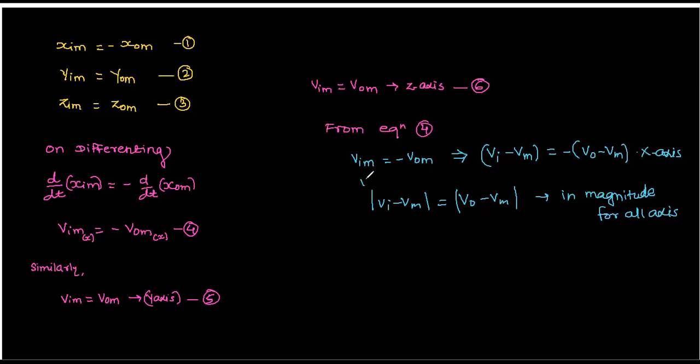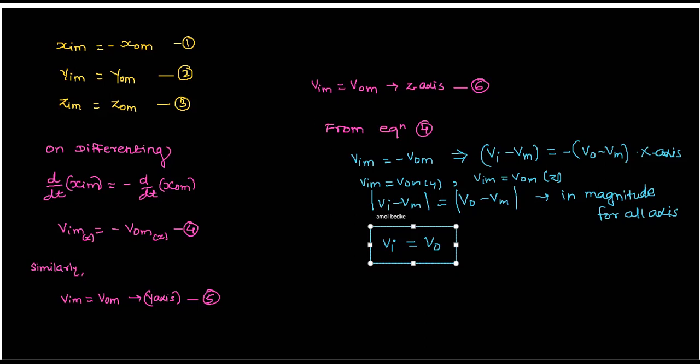This is for the x-axis, and you know already VIM is equal to minus VOM. This is for y, VIM is equal to VOM. This is along z. So this we have already finished. So in magnitude for all axes, you are getting VI minus VM is equal to VO minus VM. Therefore, VI is equal to VO. Moral of the story: velocity of image is equal to velocity of object in magnitude. Only exceptional, if you want direction, that is only along the x-axis.